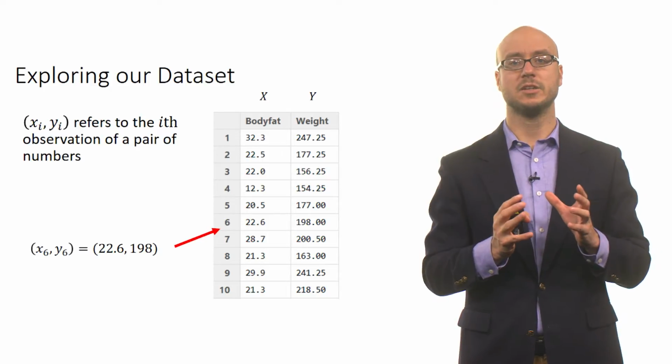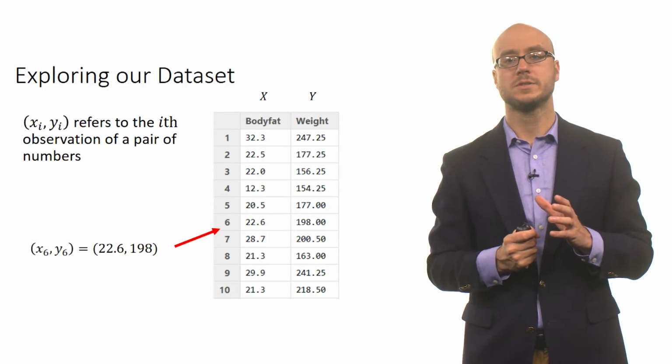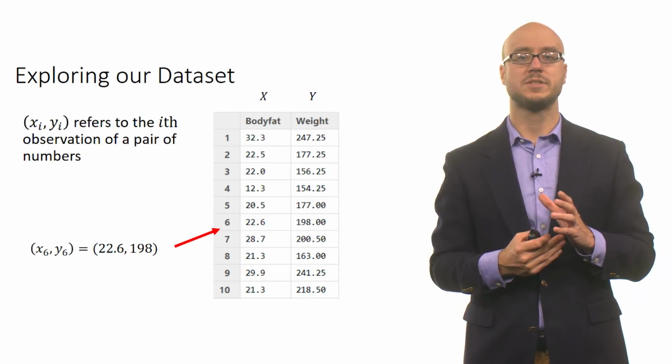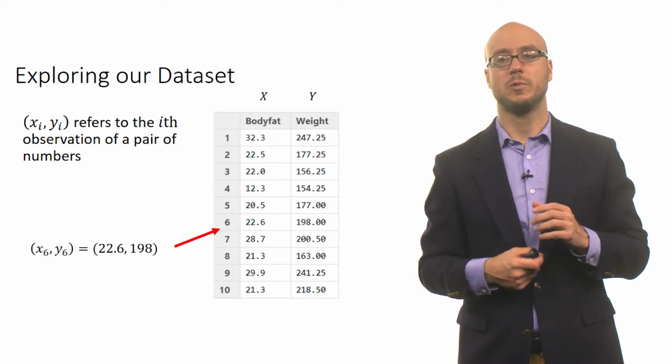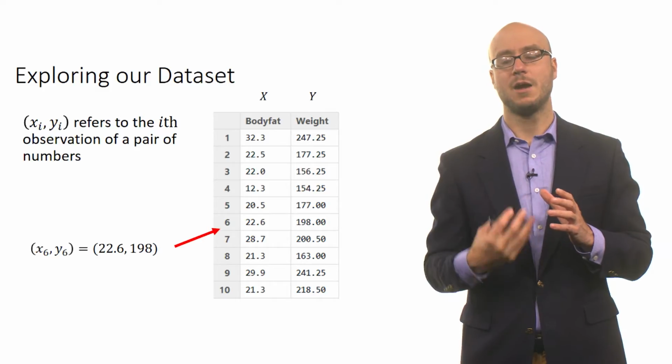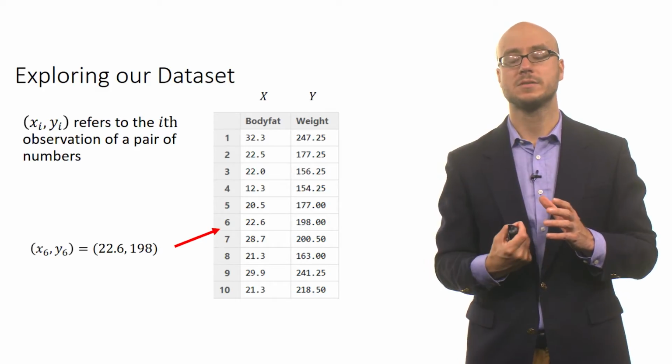This is what our data set looks like. We have two columns, one for body fat percentage. So you can see we have values of 32, 22, 21, and then we have a variable for how much each person weighs in pounds.